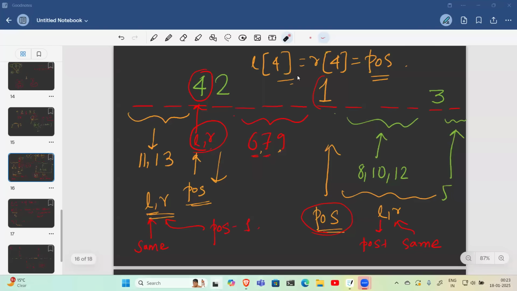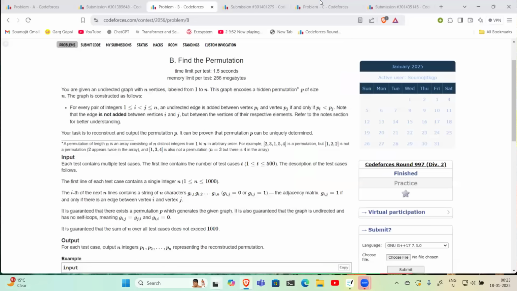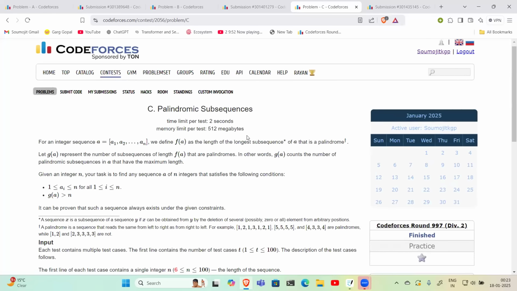Okay, great. So can we start with the third problem? Anyone with any more doubts? Okay, so let's start with the next problem. Okay, so this is the problem.